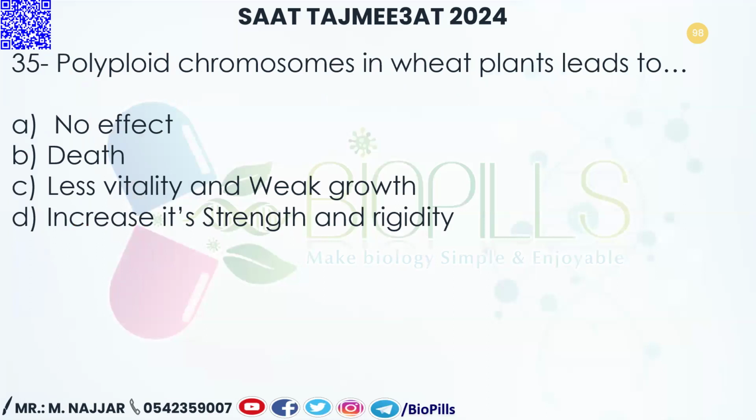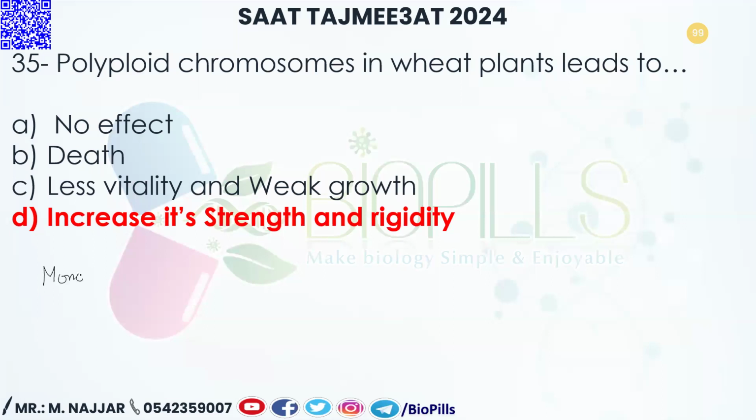Okay, polyploid chromosome in wheat plant led to, what's the meaning of polyploid and what is the effect of it? Pick the answer first. Less vitality. No, no, no, Rima. Yes, Jawhara. Yes, Rima again. Yeah, it's increasing its strength and rigidity. Yeah. Poly means more. It's more than we have monoploidy.